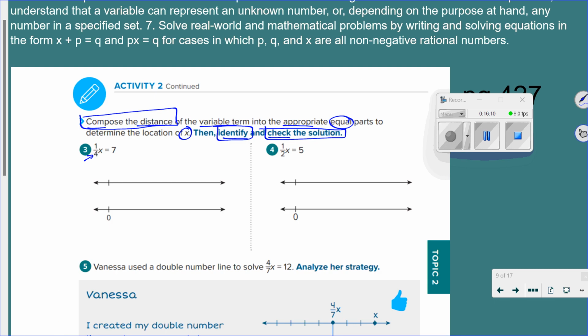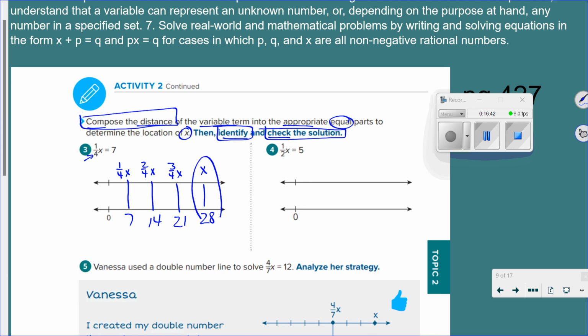Okay, guys, again, my denominator told me how many intervals I needed. In this case, it was 4 of them. So I'm going to do 4 intervals. 1, 2, 3, 4. I know that my 1/4 x is 7. So my 2/4, I'm not going to simplify it, is going to be 14. 3/4 will be 21. 4/4, or x, would be 28. So I now have my solution. X equals 28. I needed to write that.